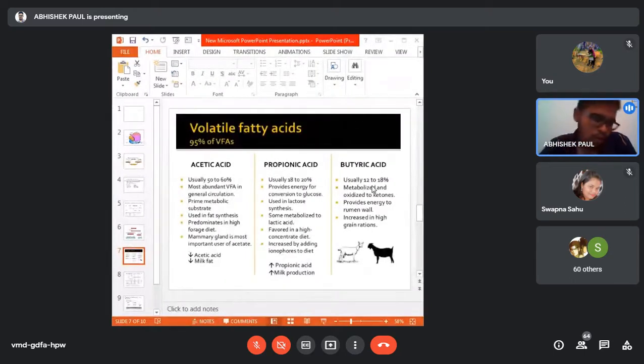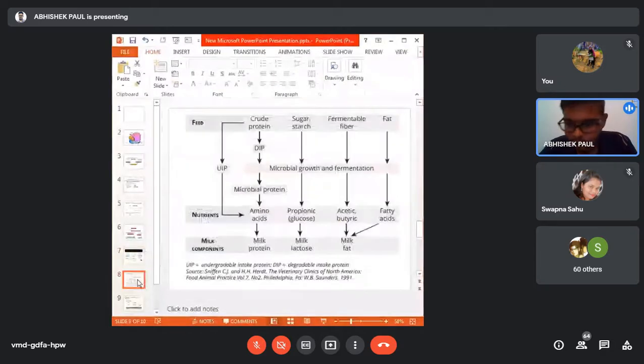Now, going to the next slide. The impact is the same. You see, milk lactose is coming from propionic acid, and milk fat is coming from acetate and butyrate. And milk protein is coming from the dietary protein. So these three, milk protein, milk sugar that is lactose, and milk fat, are the major components of the milk.